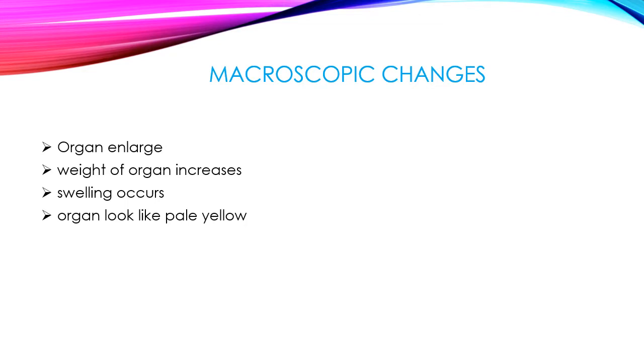Besides microscopic changes, many macroscopic changes are also seen: the organ is enlarged, the weight of the organ increases, swelling occurs, it is soft to touch, and the organ looks pale in color. The cut surface of the organ shows yellow coloration. These are the macroscopic changes seen during fatty degeneration.